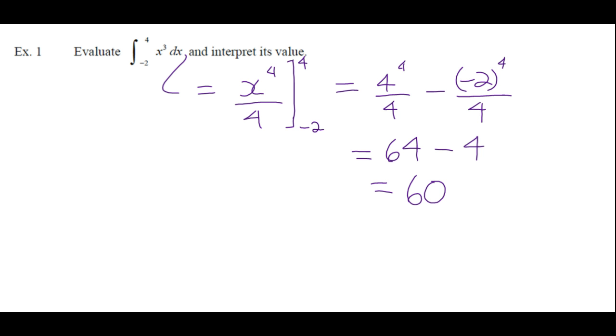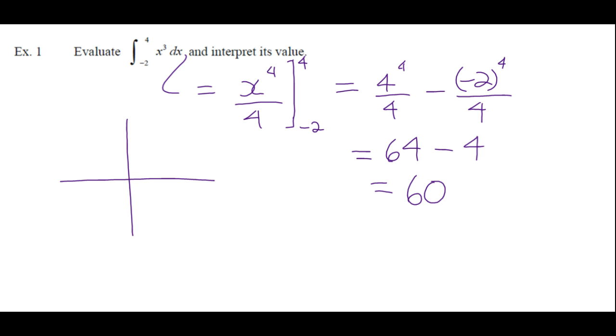And that's 60. The one that I got right now. Okay, so 4 to the 4th over 4 is 4 cubed. 4 cubed is 64. And negative 2 quantity to the 4th is a positive, which is 16 divided by 4, which is 4. And interpret what this means.